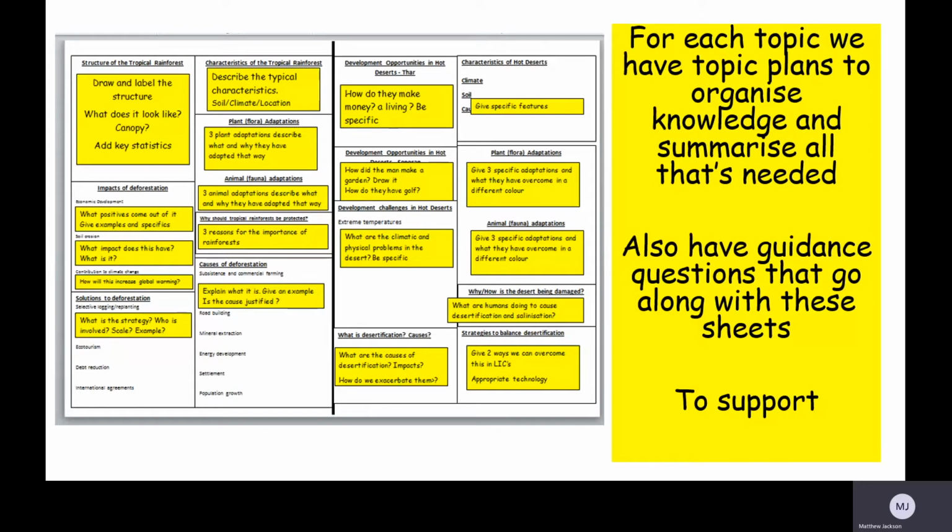If you look in the top left-hand corner, structure of rainforest: draw and label the structure. What does it look like? The canopy, adding key statistics and things like that. Those are the things, just getting the right information down, rather than all the information. What right do they have to do?